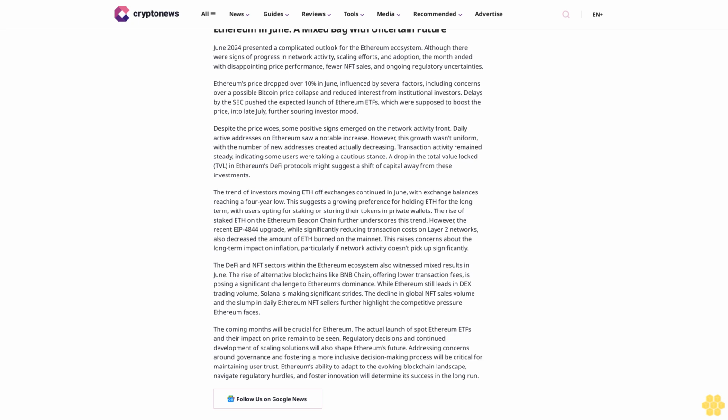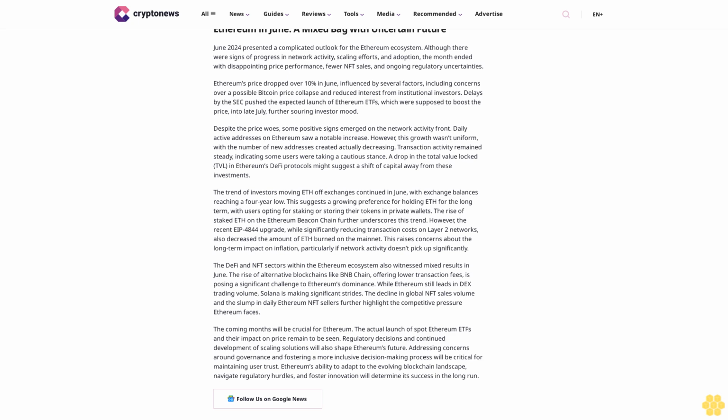However, the recent EIP 4844 upgrade, while significantly reducing transaction costs on layer 2 networks, also decreased the amount of ETH burned on the mainnet. This raises concerns about the long-term impact on inflation, particularly if network activity doesn't pick up significantly.